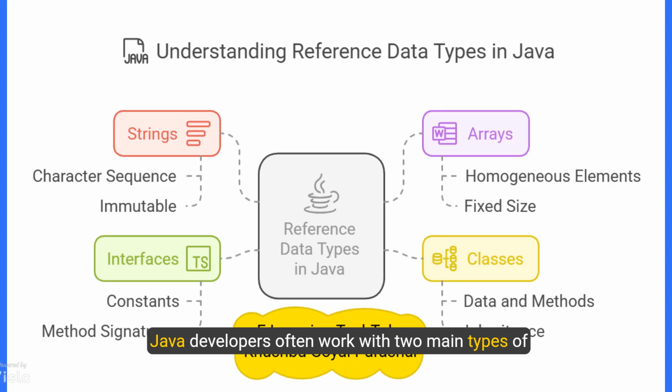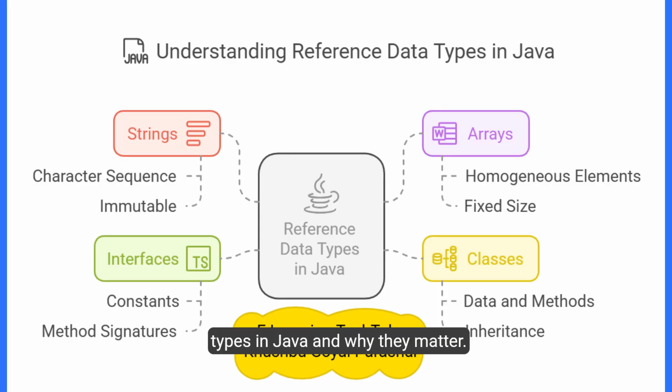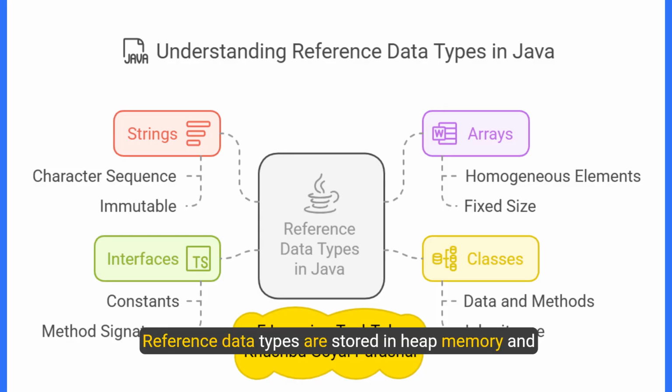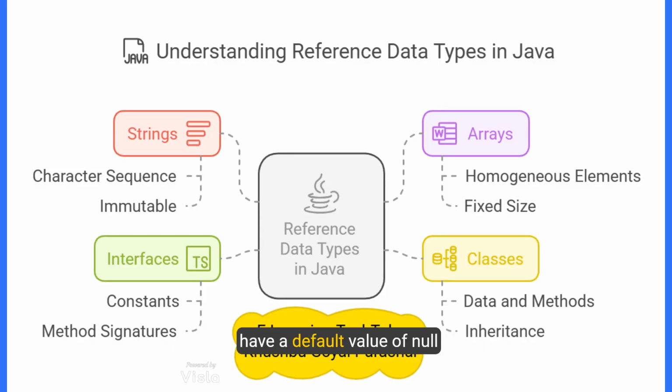Java developers often work with two main types of data, primitive and reference data types. Unlike primitive types that store values directly, reference data types store memory addresses pointing to actual objects. In this video, we'll explore the key reference data types in Java and why they matter. Reference data types are stored in heap memory and have a default value of null.